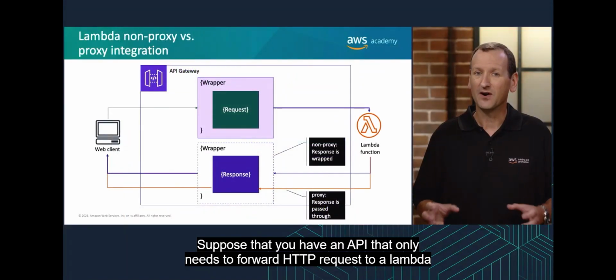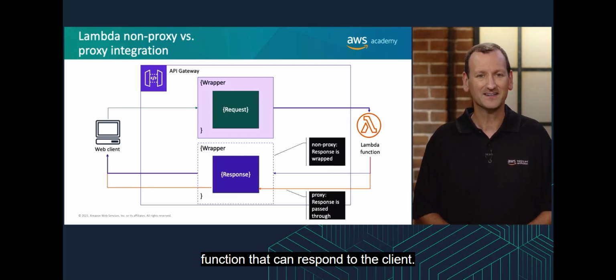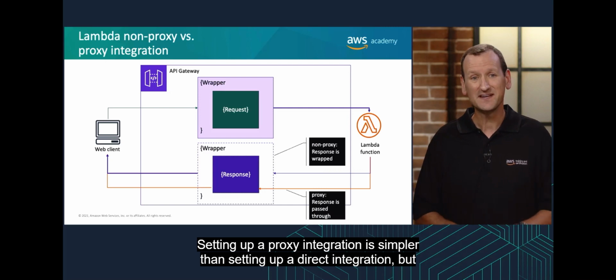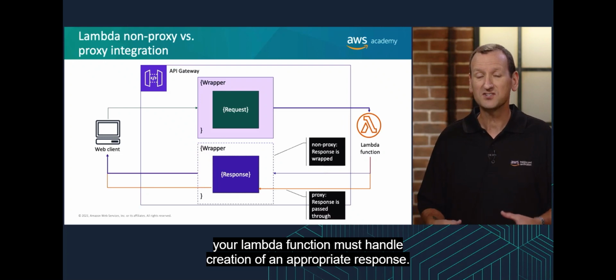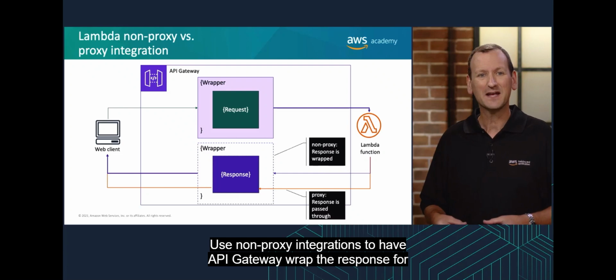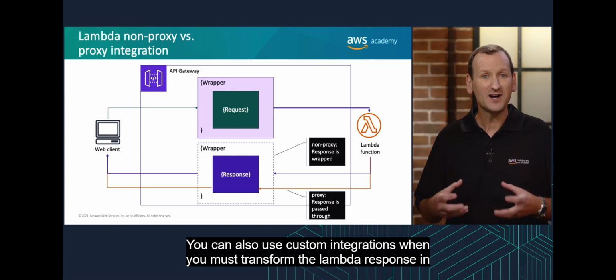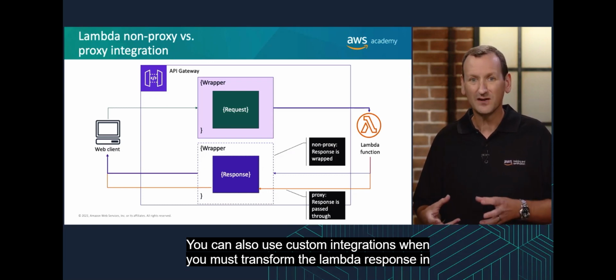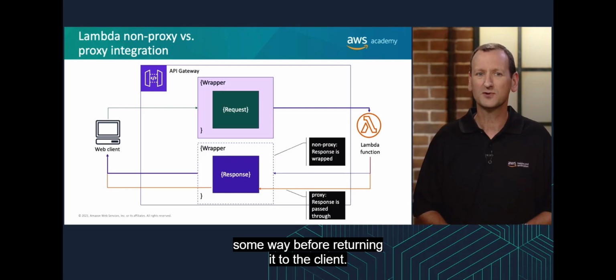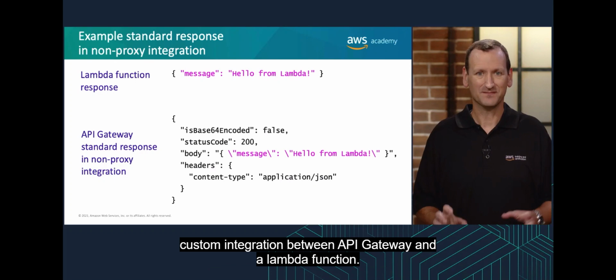Suppose that you have an API that only needs to forward HTTP requests to a Lambda function that can respond to the client. Setting up a proxy integration is simpler than setting up a direct integration, but your Lambda function must handle creation of an appropriate response. Use non-proxy integrations to have API Gateway wrap the response for use by an HTTP client. You can also use custom integrations when you must transform the Lambda response in some way before returning it to the client.